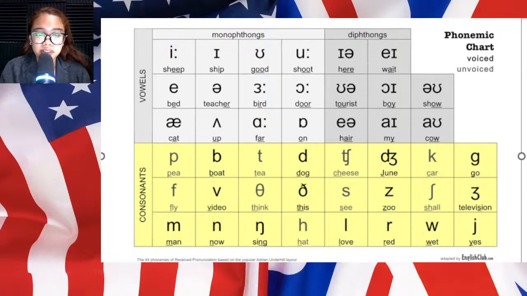Are you ready to move on to the next set in the chart, which are the T and the D sounds? Again, the first two consonant sounds that we've tackled are P and B. P, B, P, B. Which one is voiced? B sound. And then P is the unvoiced. Okay, next we move on.